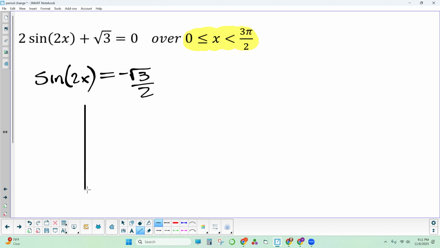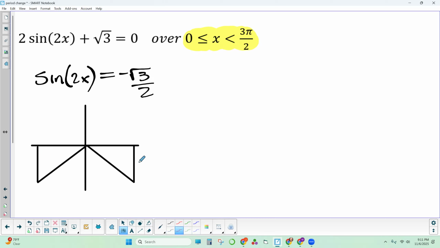What I want to do is find angles within one rotation. We call these our primary angles. We're going to look at one period of sine where sine is negative square root of 3 over 2. I know sine is negative in quadrant 4 as well as quadrant 3. And sine is, of course, y over r. I can see that my reference angles here are 60 degrees, or in radians, pi over 3. So my angles here are 4 pi over 3 and 5 pi over 3.